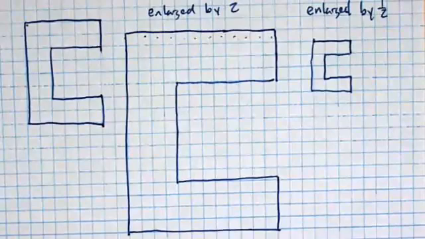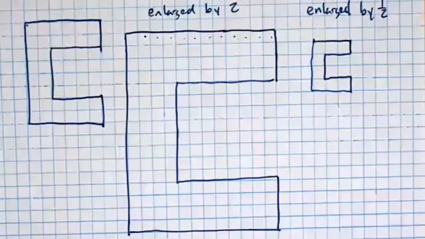So big question, are these figures similar? They're certainly not congruent because they're all different sizes, but are they all similar? They're different sizes, but are they all the same shape? They are all the same shape. So yes, they are all similar.